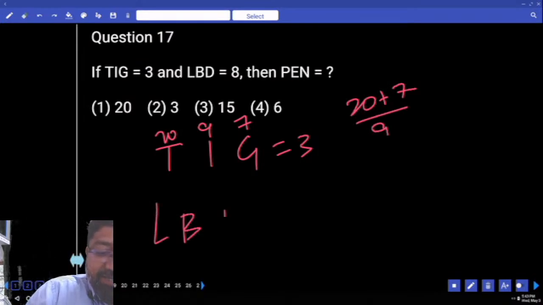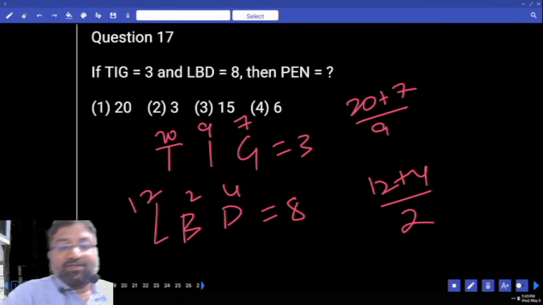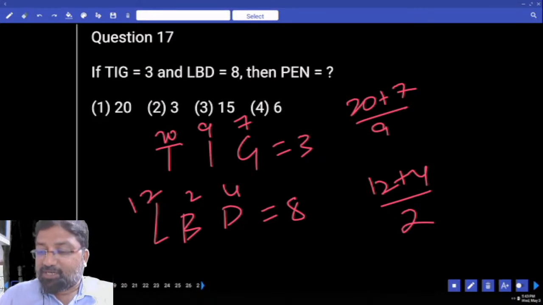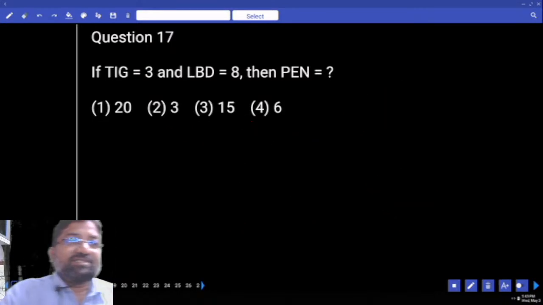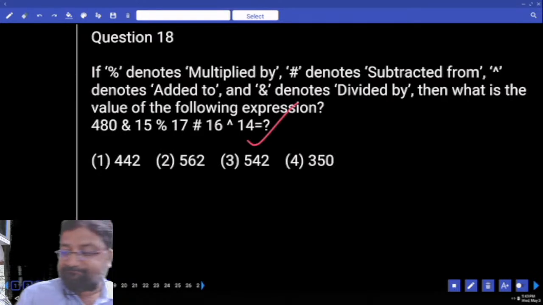L, B, D. How much is L? 12. How much is B? 2. How much is this? 4, should be equal to 8. 12 plus 4 by 2 is 16. Right? How much is P? 16. How much is N? 14. 16 plus 14 is 30. 30 divided by 5. How much is 30 by 5? 6. Which option? Fourth option.